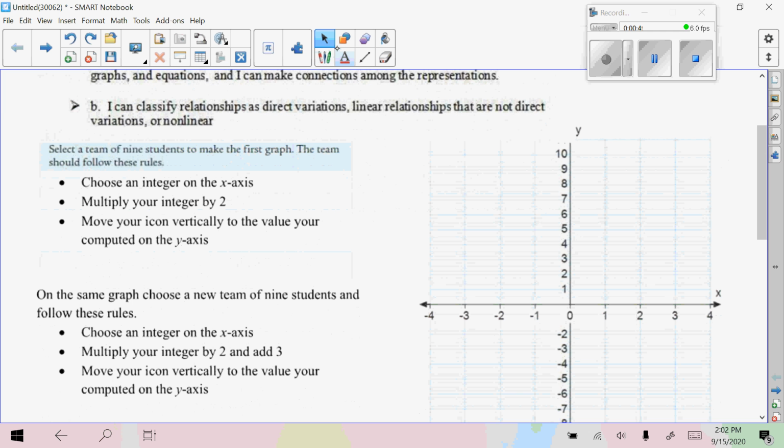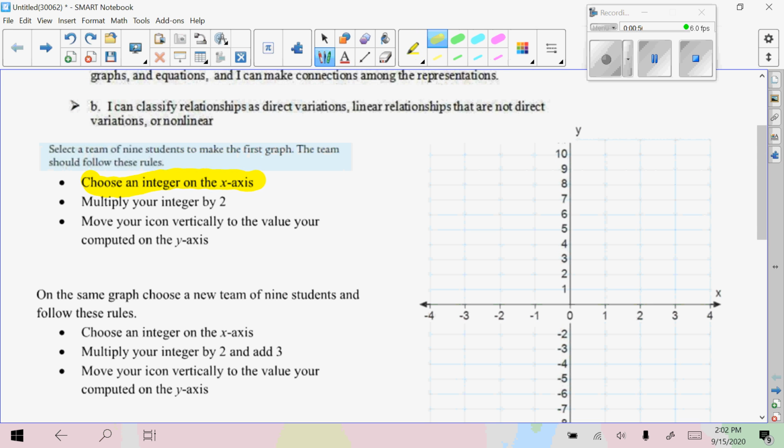It says choose an integer on the x-axis. So let's say I choose this one, 3. You're going to multiply that by 2 and then move your icon vertically to the value. So 3 times 2 is 6. So I'm just going to put a dot right there at 3, 6. Okay? And go ahead and do that for all the integers on the x-axis.